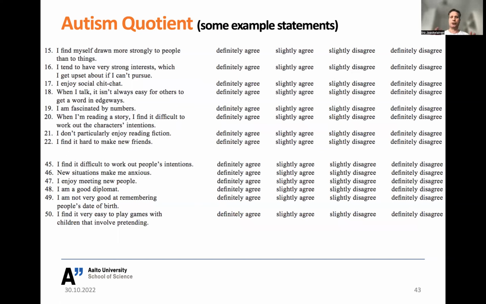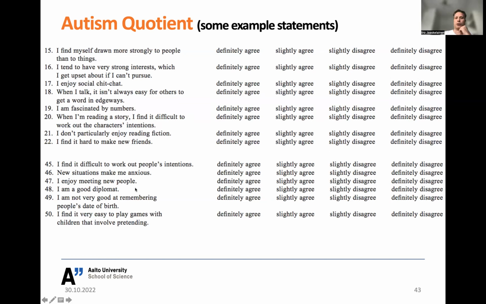But for example, when I'm reading a story, I find it difficult to work out the characters' intentions. If one definitely agrees, so I mean, this is sort of a reverse question, then this is a sign that the loading on autistic personality features is going up. For example, then 48, I'm a good diplomat, definitely agree. So then this again points towards the person not being terribly autistic.